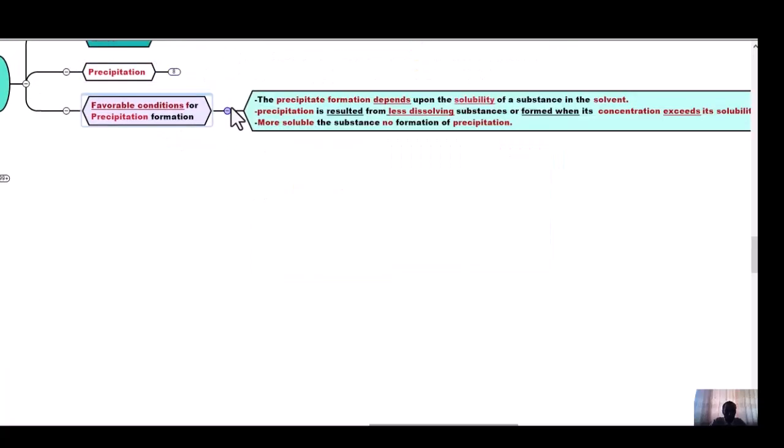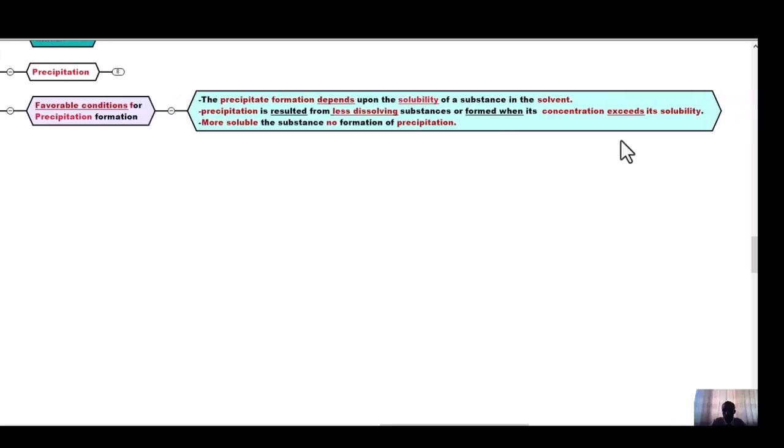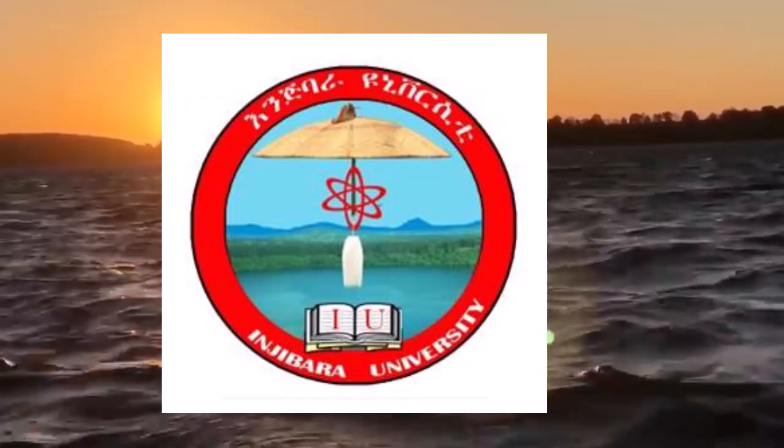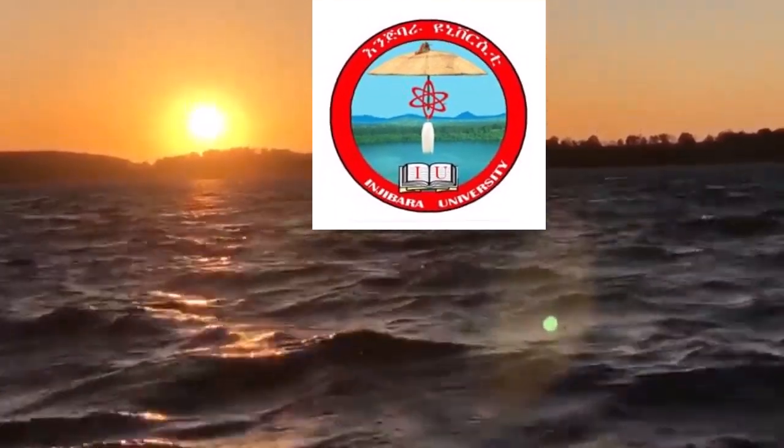Favorable conditions for precipitation. 1. The precipitate formation depends on the solubility of the substance in the solvent. Precipitation is a result of less dissolving substances, or precipitation is formed when its concentration exceeds its solubility, and the more soluble the substance, the less precipitation forms. This is all about today's presentation.